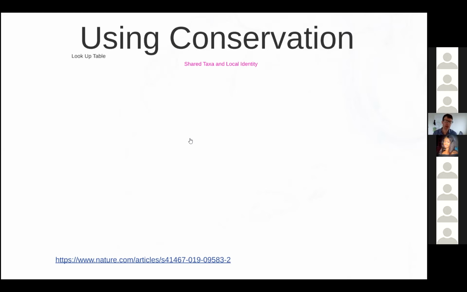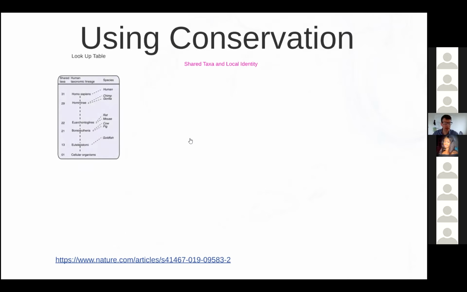And so here's a paper that tries to do that. Can we use these conservation scores to try to figure out what variants might be pathogenic and which might be benign? And you guys might know there's a lot of scores, like CADD scores, that try to make those kinds of predictions. So here's a local example that really uses evolutionary biology. They use two factors in their model. One is called shared taxa, and the other is called local identity.